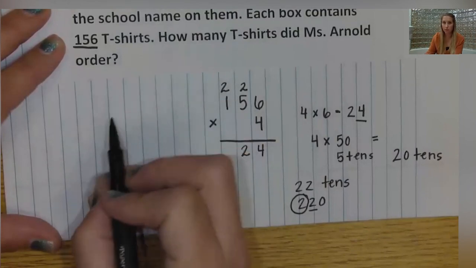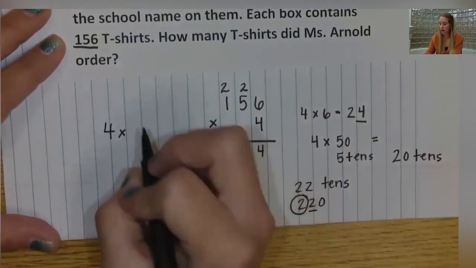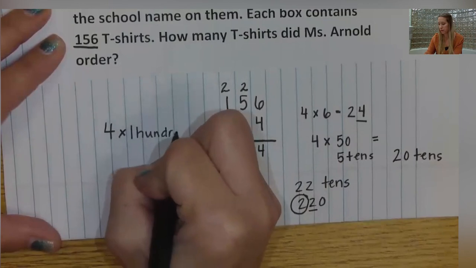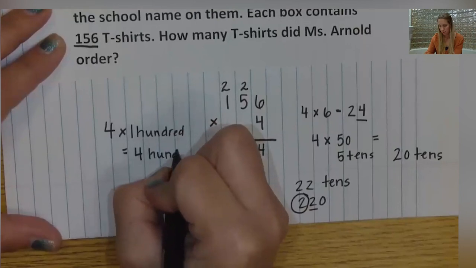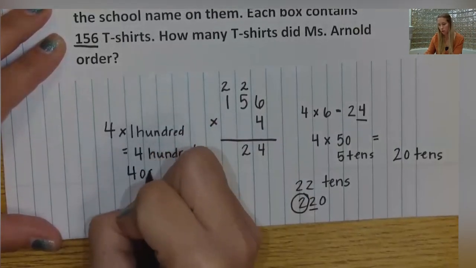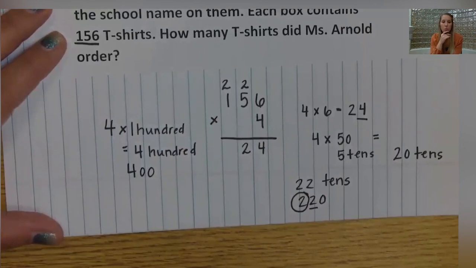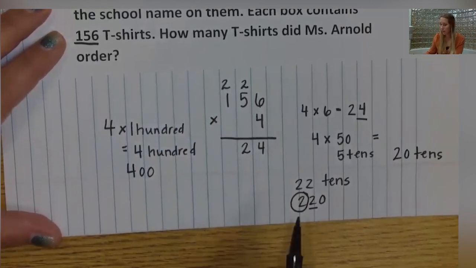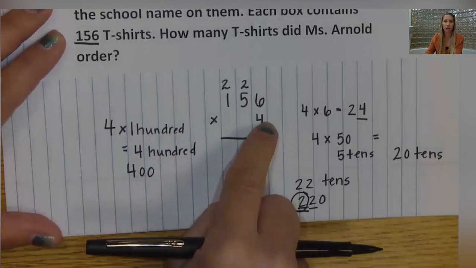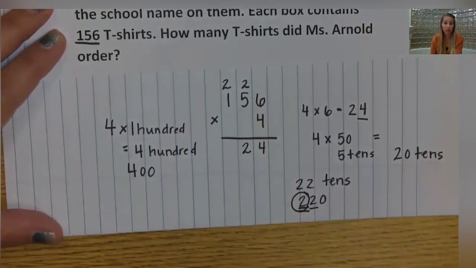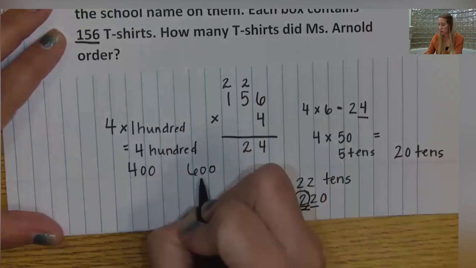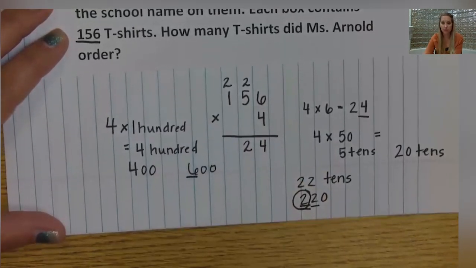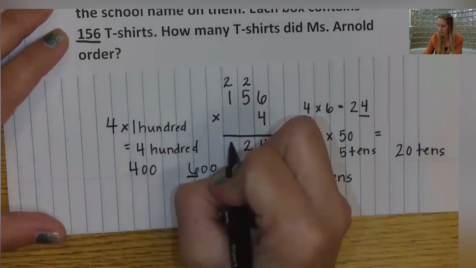So 4, let me write it over here, 4 times 100 equals what? 400. But what can't I forget? I can't forget that we had an extra 200 from here. So now I have to add what I regrouped. 400 plus 200 is 600. And so the 6 needs to go into what place? It needs to go into the hundreds place.